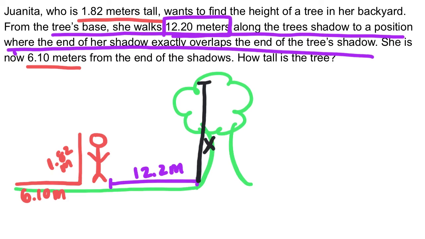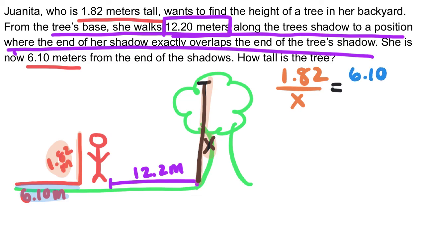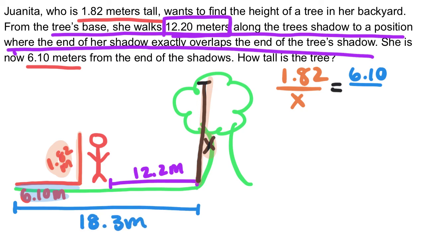Now, if I want to match things up, we know first that the height of Juanita of 1.82 meters corresponds with the height of the tree, which is x. So I can say that 1.82 over x. Now the other part of the proportion we need to deal with is the length of the shadow. Now the length of Juanita's shadow is just this part, which is 6.1. I have 6.10 over the length of the tree's full shadow, which is combining those two, and that's a length of 18.3 meters.